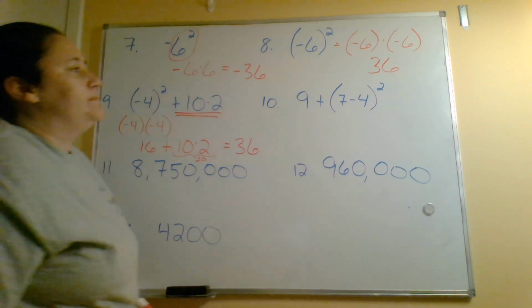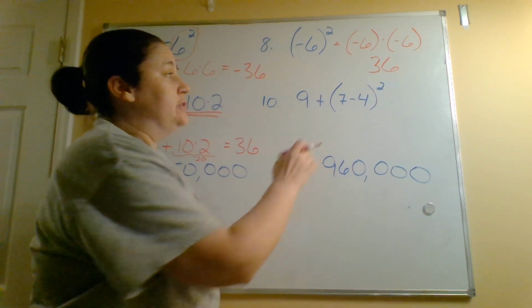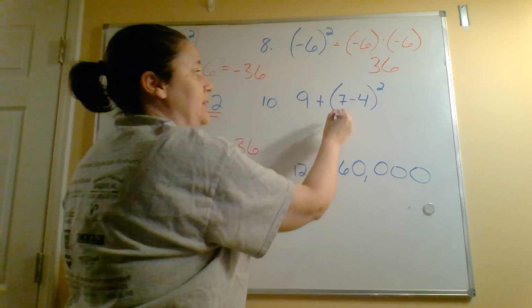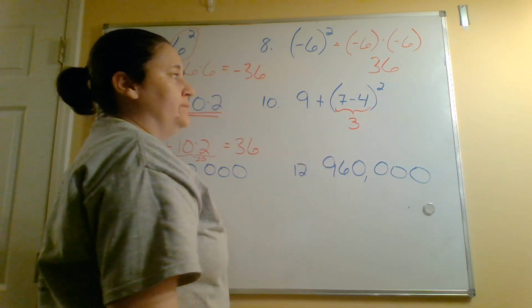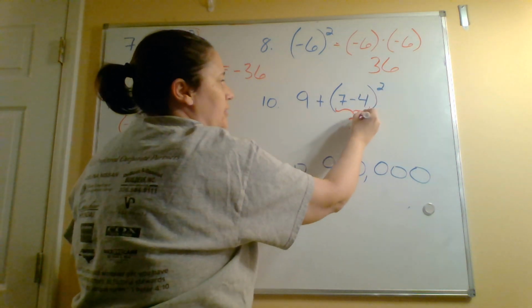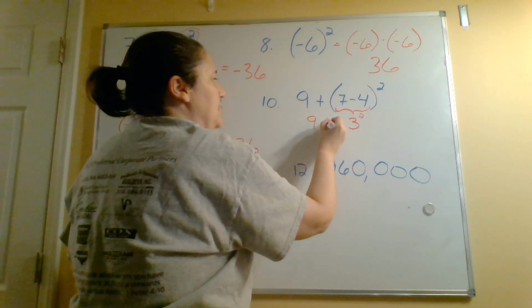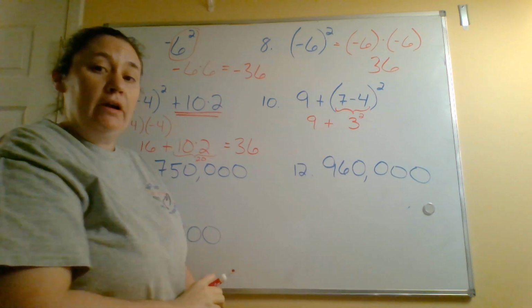For number 10, following the order of operations, we have to do what's inside parentheses first. 7 minus 4 is 3. Then put that little squared on the 3. The problem is 9 plus 3 squared.